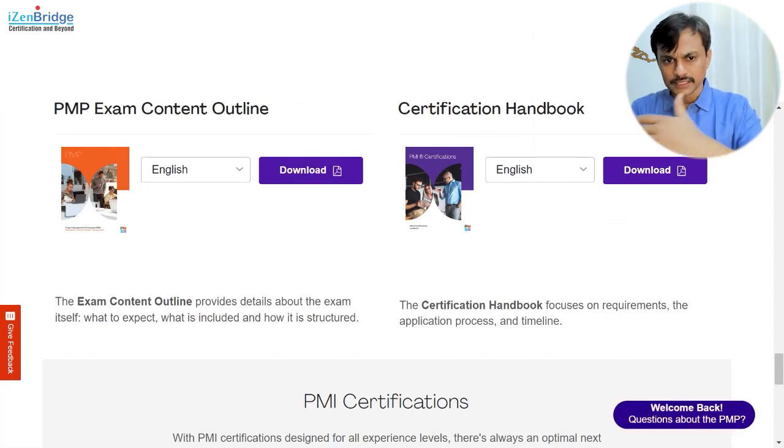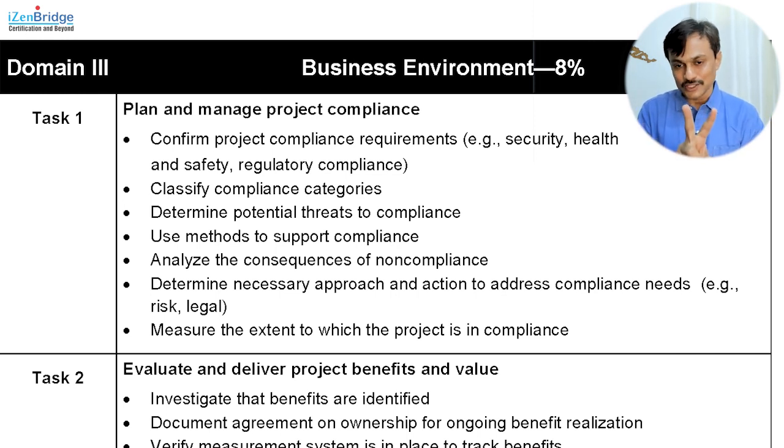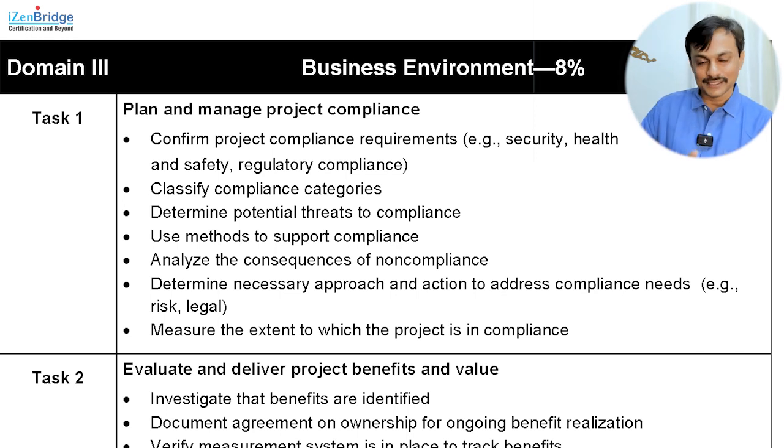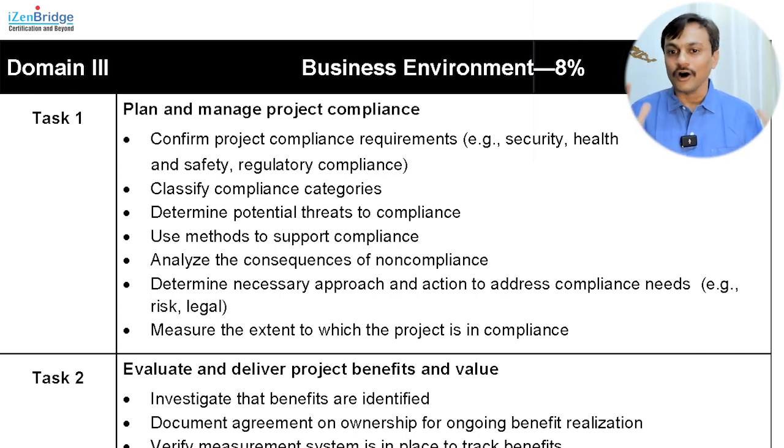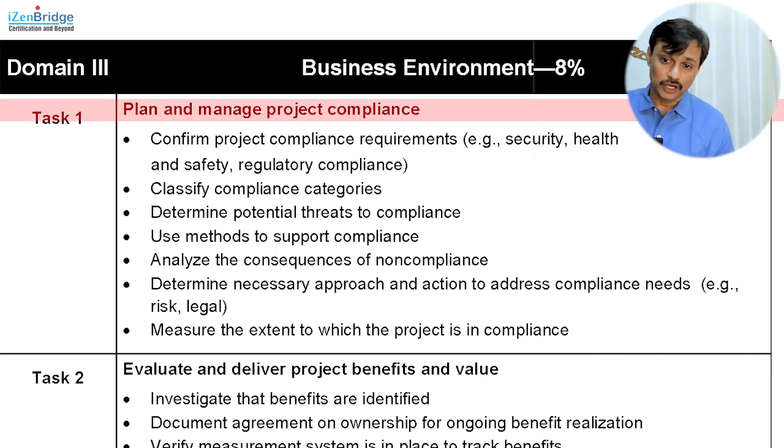We will talk about all the tasks associated with the compliances. This particular thing is domain 3, which is called the business domain. And this is the first task. As you know, the business domain has 8%. In our previous 2 episodes, we have done 2 tasks already. This is our third task out of the business domain. I think I will do the remaining one, the left one, also in the upcoming one, so we at least finish all the business domain tasks. So this is the task: plan and manage project compliances.